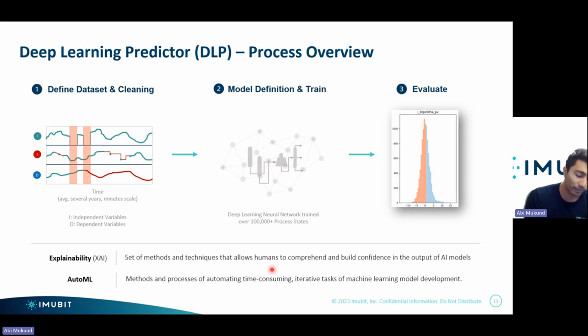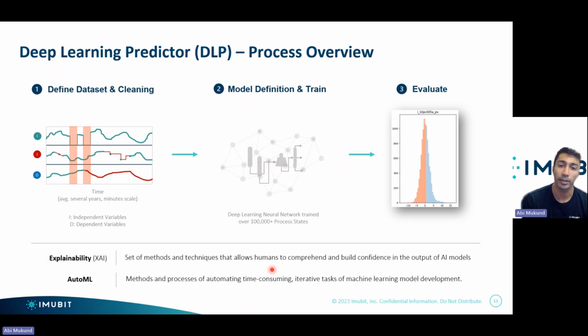So at a very high level, what does this workflow look like? It starts off with a plant expert defining the data set and cleaning the data. And this basically sets up the model definition that you set for the deep learning neural network training. And through training, it's going to learn over hundreds of thousands of different process states because you have this multiple years of data.